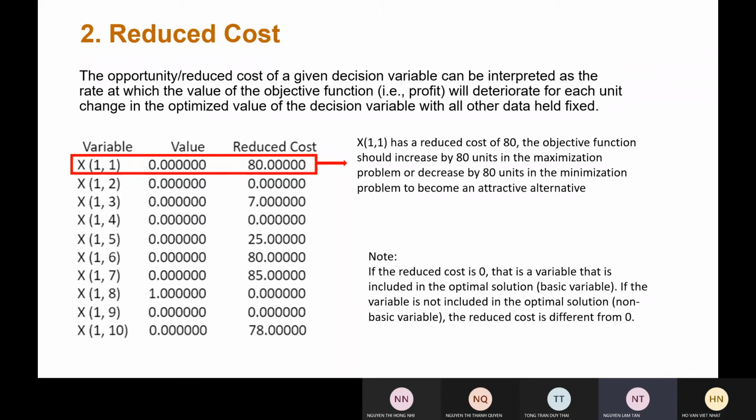So the objective function should increase by 80 units in the maximization problem or decrease by 80 units in the minimization problem to become an attractive alternative. And we should note that if the reduced cost is zero, that is a variable included in the optimal solution, or we can say the basic variable. If the variable is not included in the optimal solution, non-basic variable, the reduced cost is different from zero.